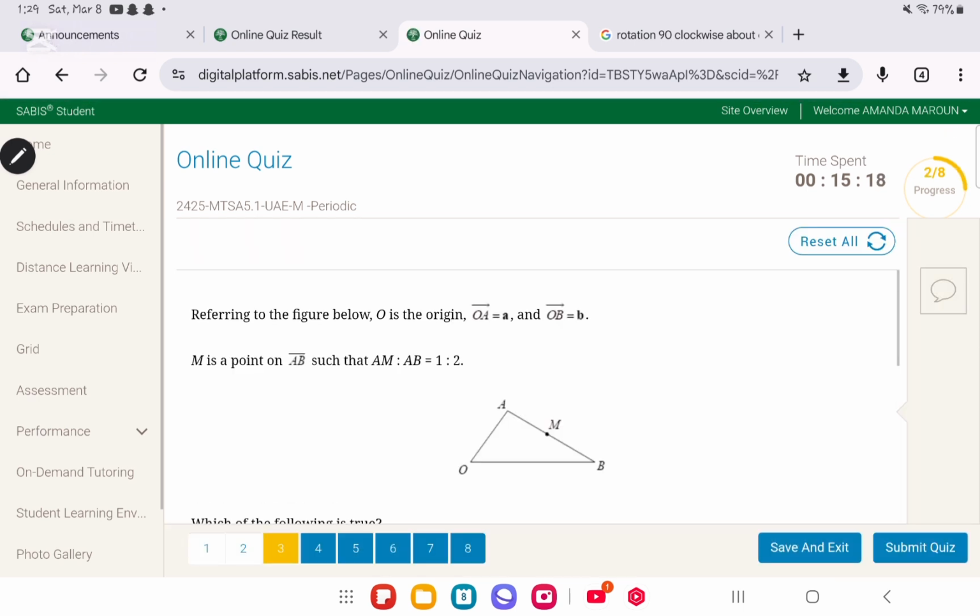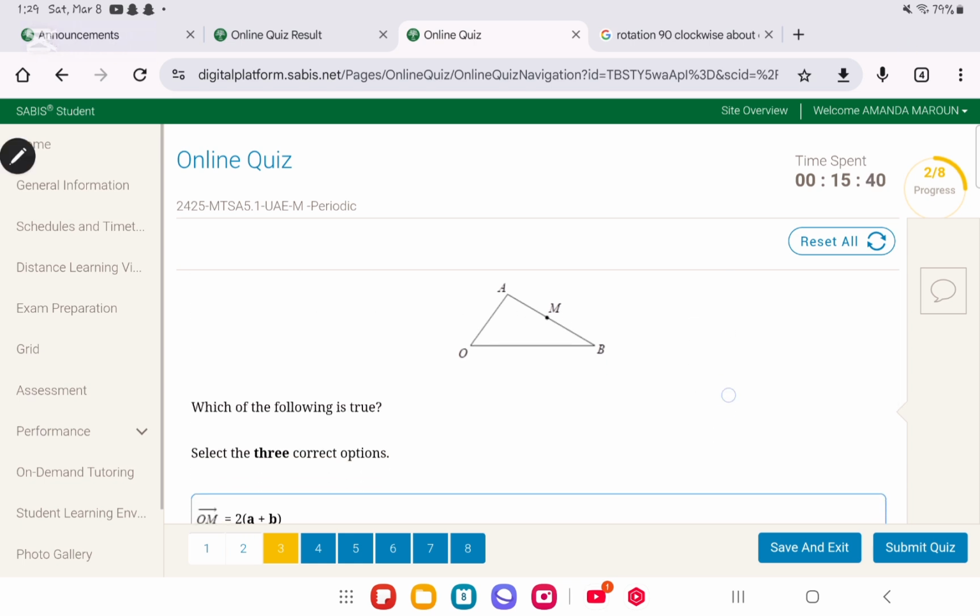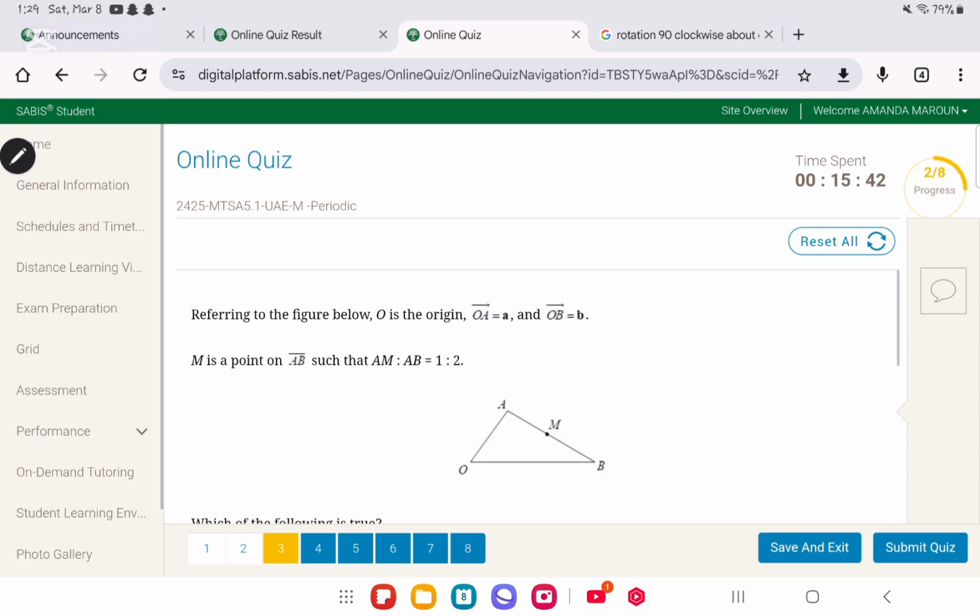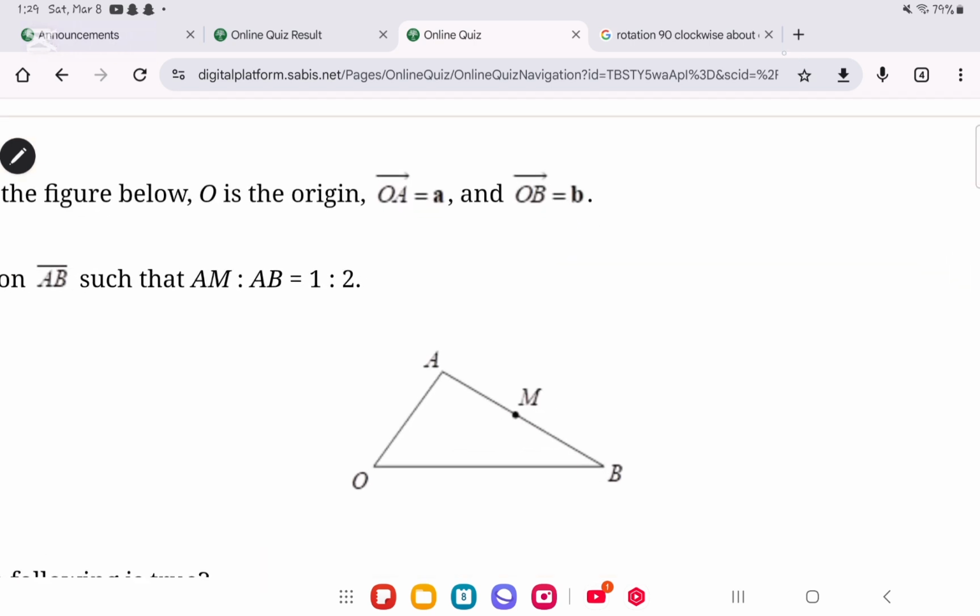We move on to question number 3. Referring to the figure below, O is the origin. OA is equal to A, OB is equal to B, M is a point on AB such that AM to AB is 1 to 2. That means M is the midpoint. So they need us to find the value of OM. Let us together find the value of OM.